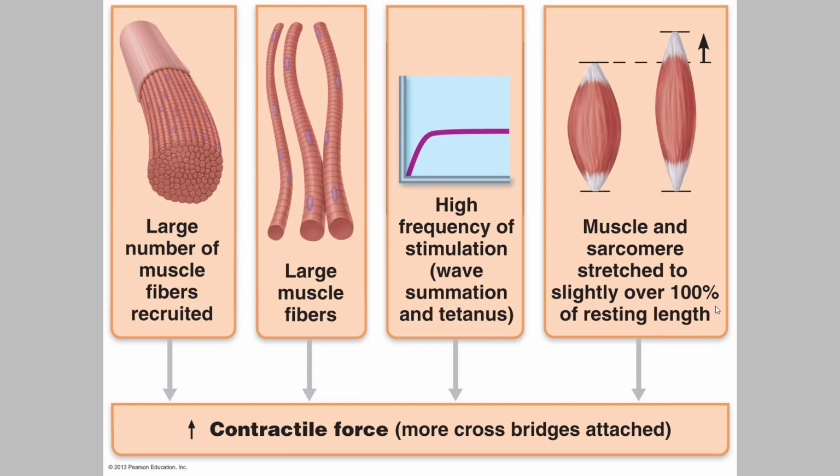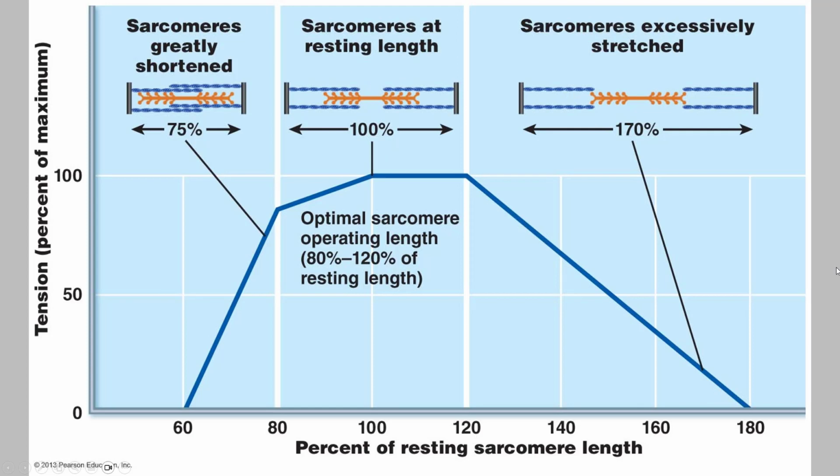So how do we get greater contractile strength? Well, lots of muscle fibers are recruited. Larger muscle fibers are recruited. And the sarcomeres, if you remember from the previous lecture, if they're stretched just a little bit more. So let's look at that in a little bit more depth. We just kind of briefly mentioned it, but let's look at why that is. Slightly stretched muscle will result in greatest contractile strength.